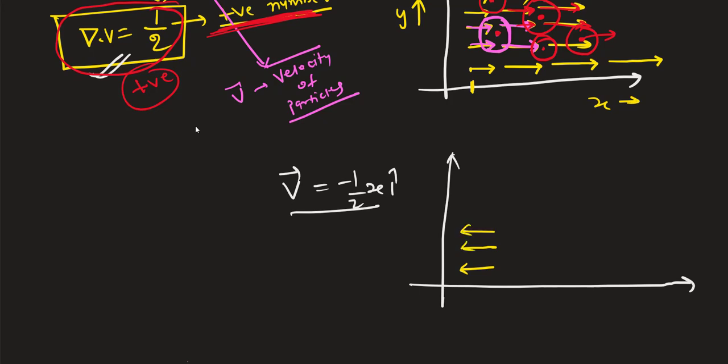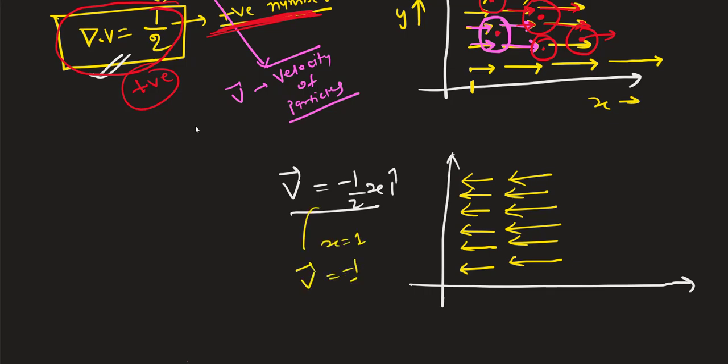Yes, so this would be the vector field at x is equal to 1, and now take x is equal to 2. When I'm talking about x is equal to 1, it means the vector B is equal to minus 1 by 2 i cap. If this is the velocity, that simply means minus 1 by 2 meter per second.